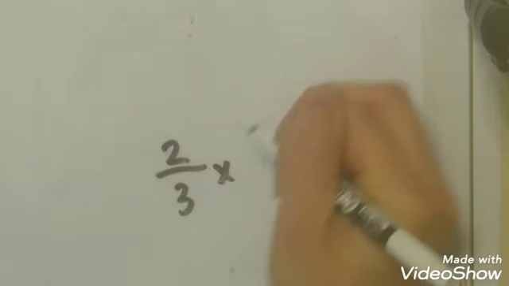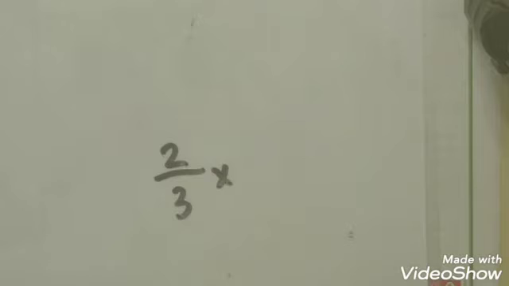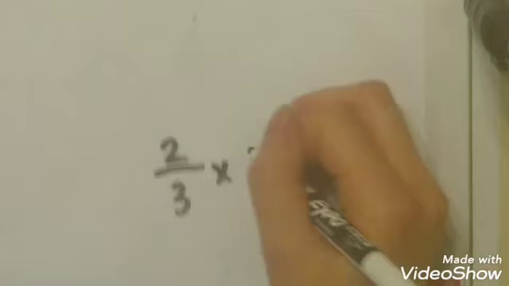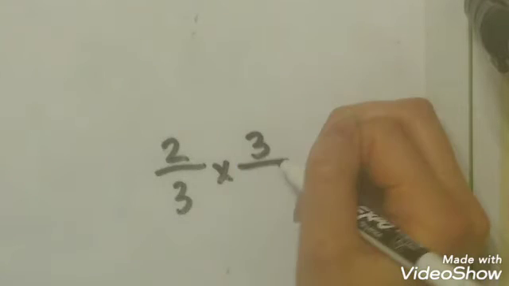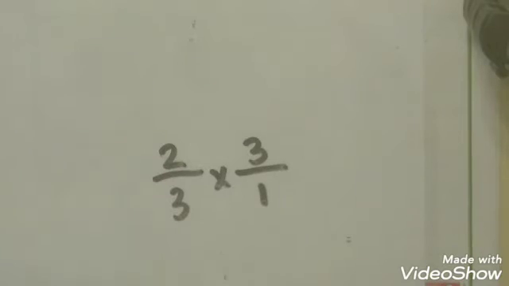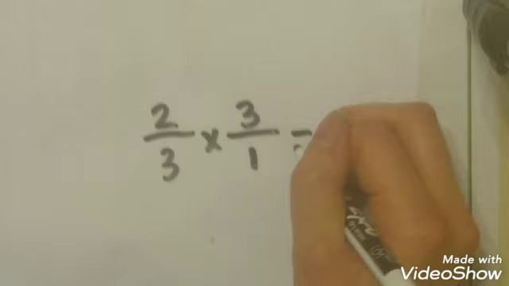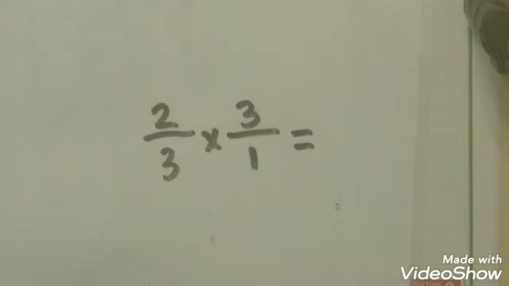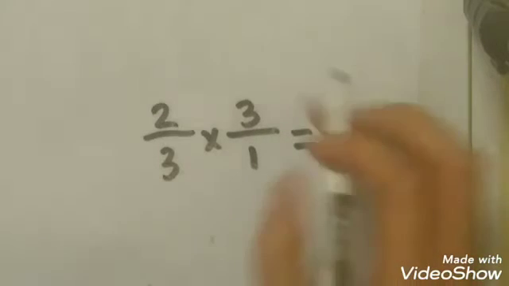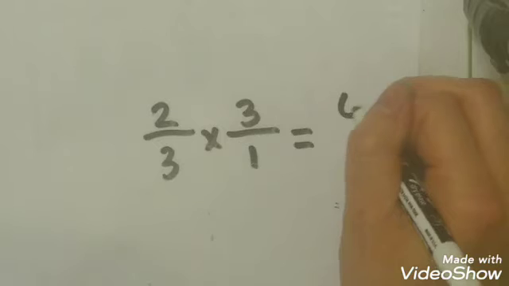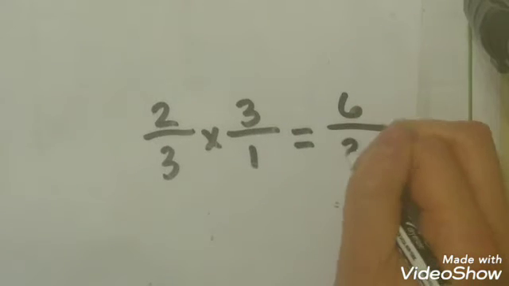So to do that, I'm going to multiply. And I know that to make 3 into a fraction, I put it over the denominator 1. I don't know why my camera's lagging. Anyway. And then I am going to multiply across. So I know that 2 times 3 is 6. And 3 times 1 is 3.